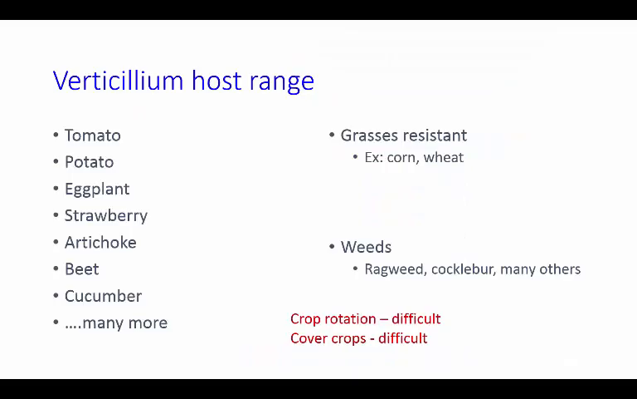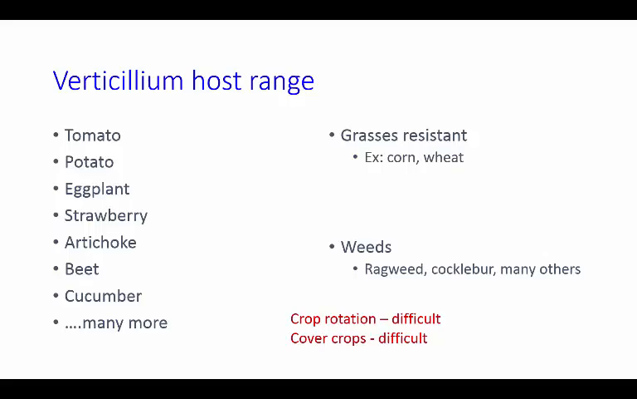Verticillium has a very wide host range, including tomato, potato, eggplant, strawberry, artichoke, beet, cucumber, and lots more crops. It can also infect some weeds. Grasses are resistant, so like corn and wheat are not susceptible. And with this big, wide host range, crop rotation can be difficult, and cover crop selection can be difficult.